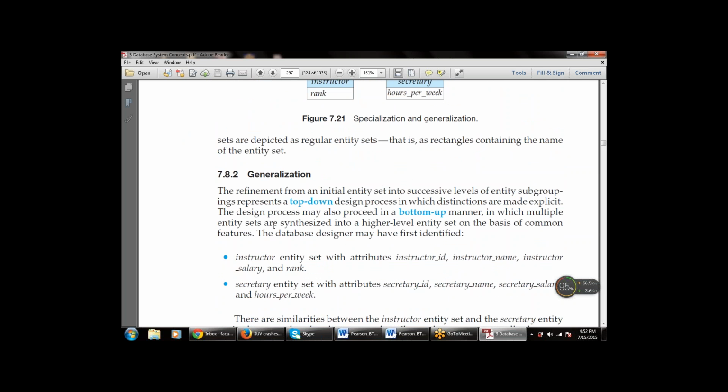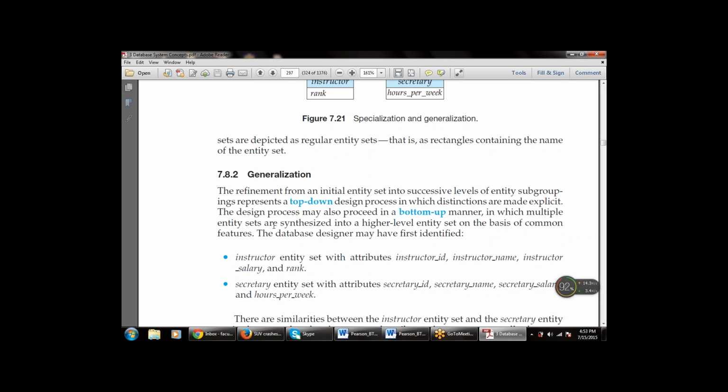Next is generalization, that is refining the initial entity set into different levels of subgroups, which follows a top-down approach. The design process may also proceed in a bottom-up approach, in which multiple entity sets are synthesized into a higher-level entity set on the basis of common features. So it is represented into various low-level sets and high-level sets on the basis of common features. So one is a top-down approach, one is a bottom-up approach.